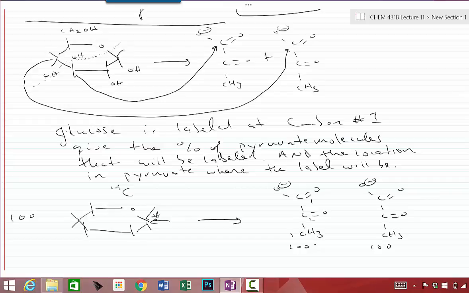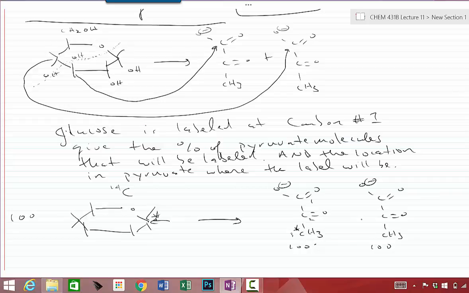And what percentage of the pyruvates will be radiolabeled? Beautiful, 50%, exactly. So you notice that I split this up into two. So basically, only 50% of the pyruvates, only 100 out of the 200 pyruvates made, will have the radiolabel, okay?